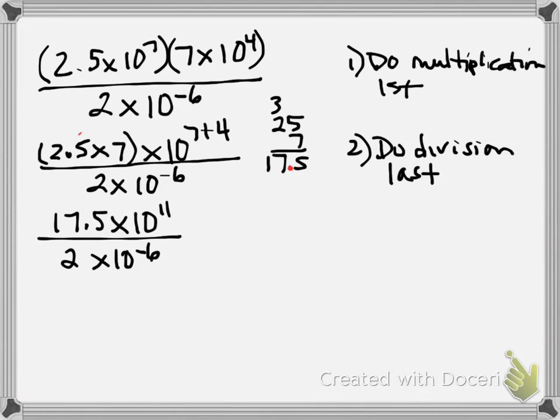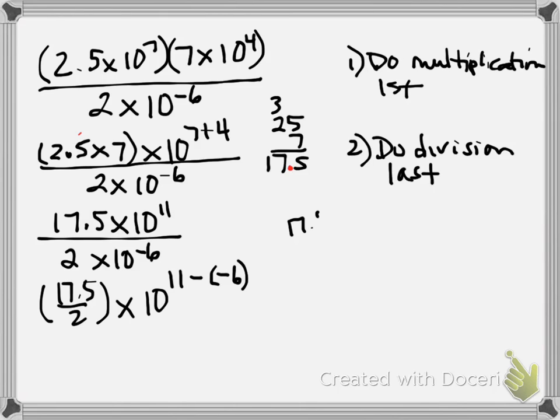Okay. So that means I'm going to take 17.5 and I'm going to divide it by 2. And now with my exponents, I'm going to subtract them. So I get 11, take away negative 6. So off to the side, I do 17.5 divided by 2.